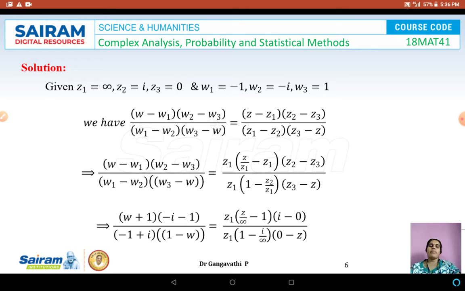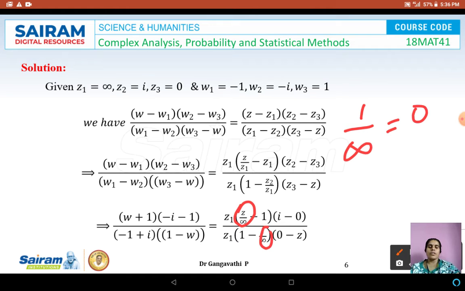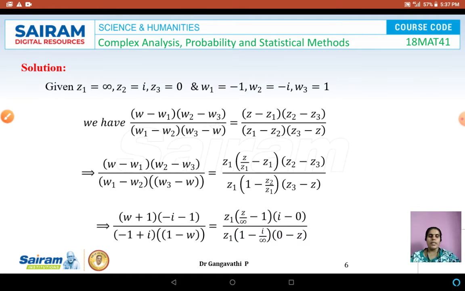So anything divided by infinity is 0. We know that 1 by infinity is always 0. So the entire term becomes 0. This term also becomes 0. So having 0 is better than having an uncertain problem, our indeterminate form. That is why we have done the small modification of eliminating the term which causes the difficulty here. So that is what has been done.